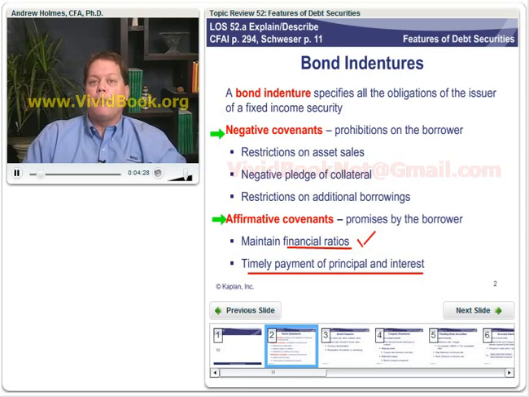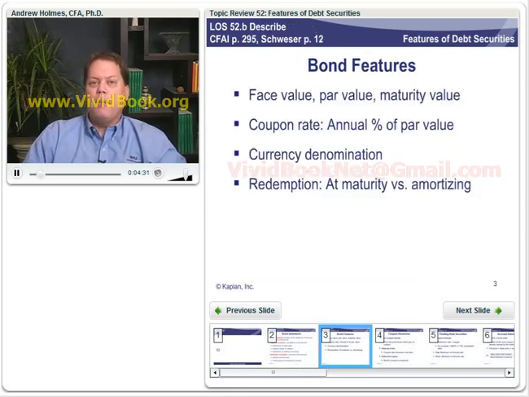What about bond features? Well, bond features, the two most important ones are the ones at the top here. Those are the ones we're going to use to determine the cash flows from the bond in the very simplest of cases. We'll get beyond the simple case eventually, but I think conceptualizing it in terms of a plain vanilla corporate bond is probably the best way to start.